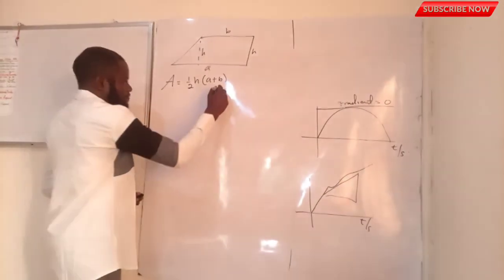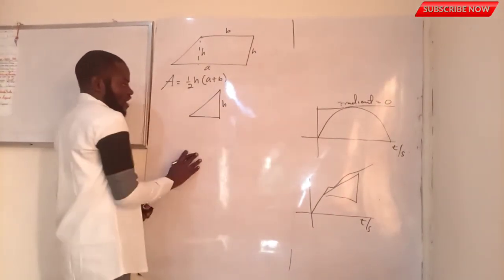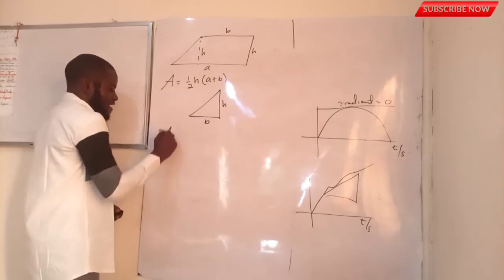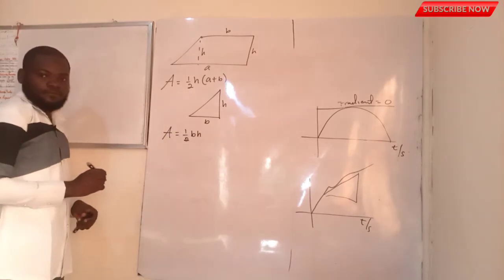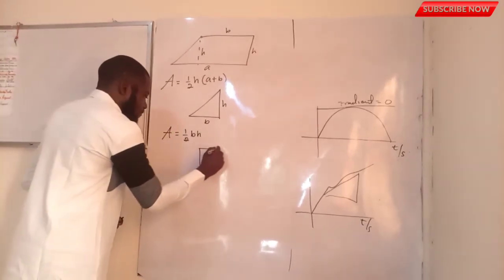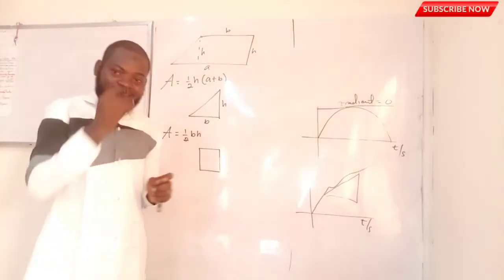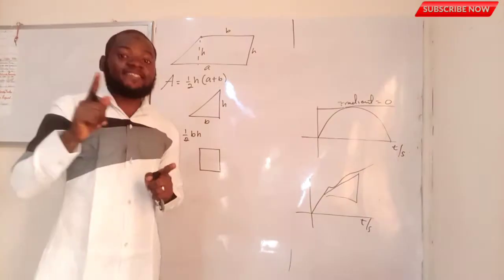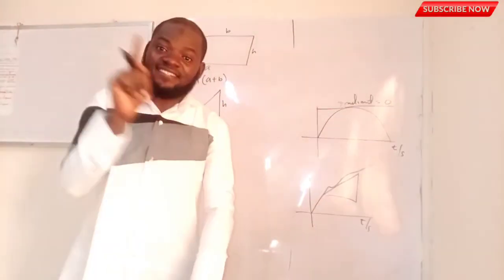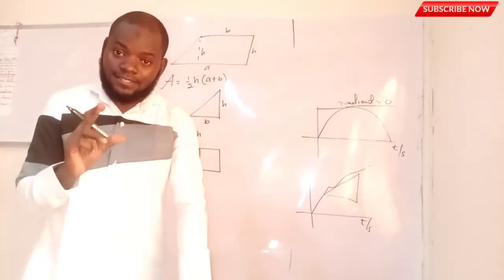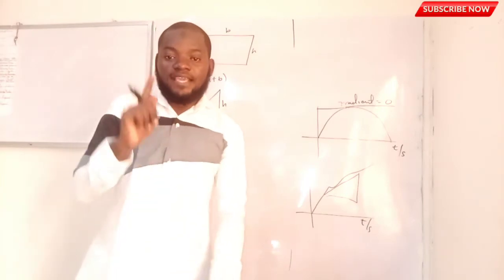And if I have a triangle, this is the height of the triangle and this is the base. The area of this triangle is going to be half base times height. And if I have a square or a rectangle, let me call it a rectangle because a square is also a rectangle. A rectangle with equal sides is what we call a square. Note that today.